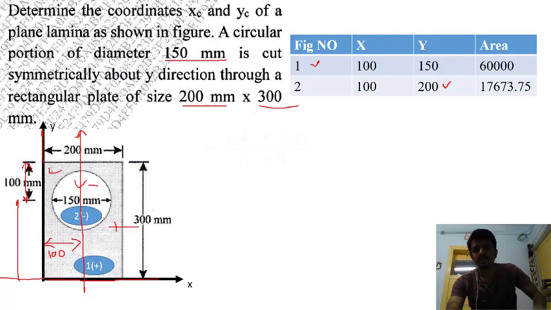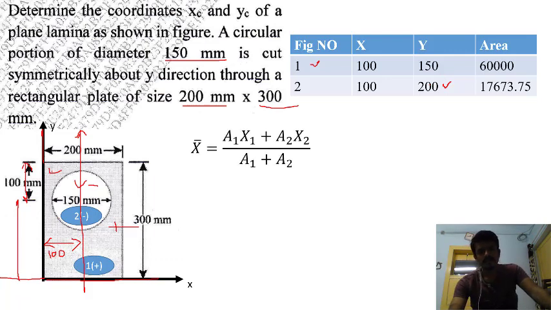Then again using the standard formula, x bar or xc is equal to a1 x1 plus a2 x2 divided by a1 plus a2. Now here this a2 must be negative. Whenever we put the value of a2, we have to put a negative value, because it is clearly given in the question that a circular portion of 150 is cut. So this is a cutting portion, so we have to take a negative area here.